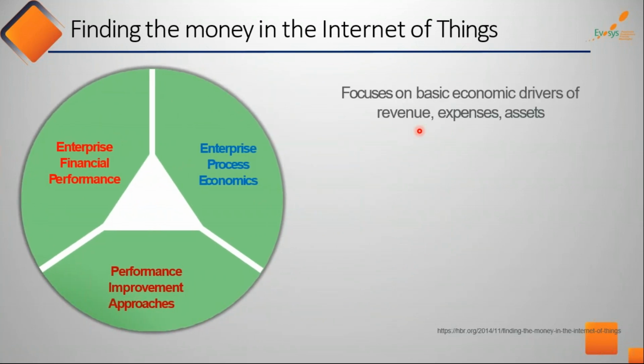So most organizations focus on basic economic drivers: revenue, expenses, and assets. These are the key points where each enterprise organization would like to focus. And to do that, they would like to deploy technology to drive top line revenue growth, to see how I'm making maximum benefit, how I'm reducing my costs, how I'm reducing my downtimes, failures, and outages, so as to derive the right business value.